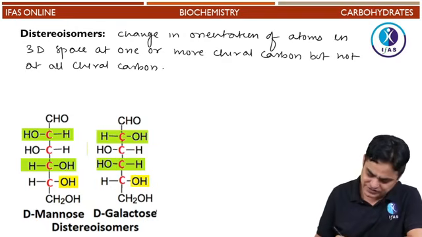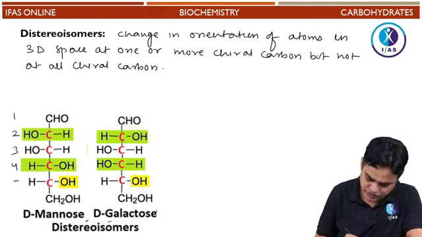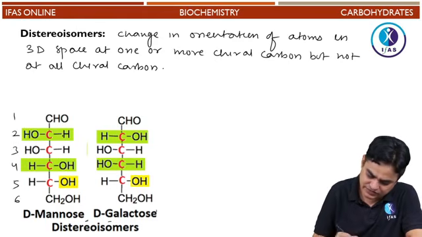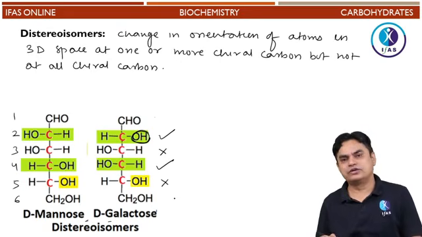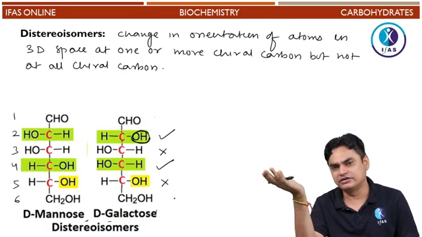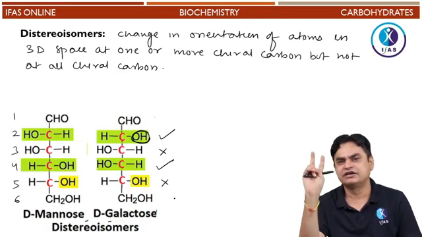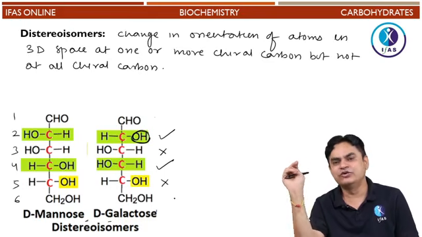So if you compare the structure of D-mannose and D-galactose, what you find is, this is carbon 1, carbon 2, carbon 3, carbon 4, carbon 5, carbon 6. You find that the position at carbon second has changed, carbon third, there is no change, carbon 4 has changed, carbon 5 there is no change, and so on. So there is a change at two different places. If it would have been at all the places, then it would have been the mirror image enantiomers, but there are changes at two places. So this would be simply designated as a diastereoisomer.